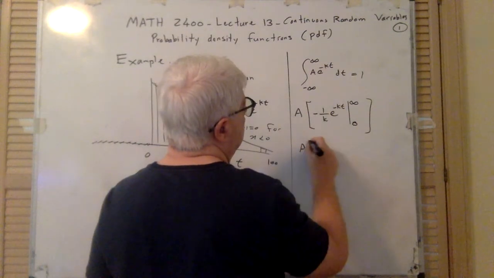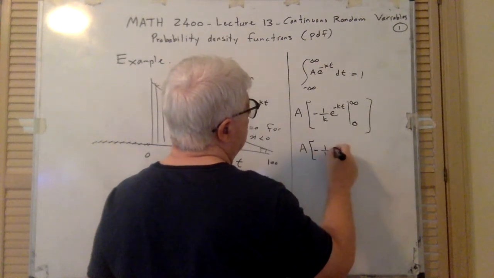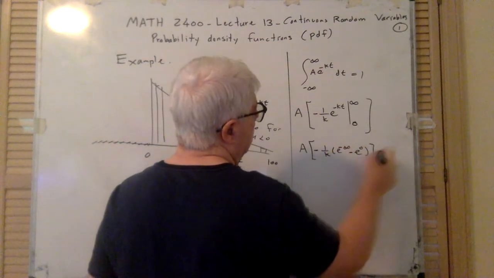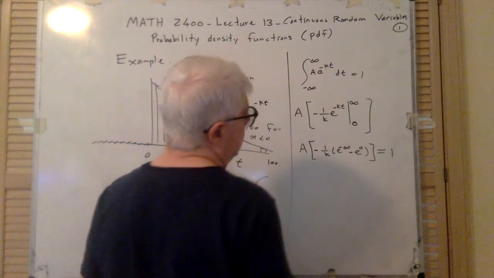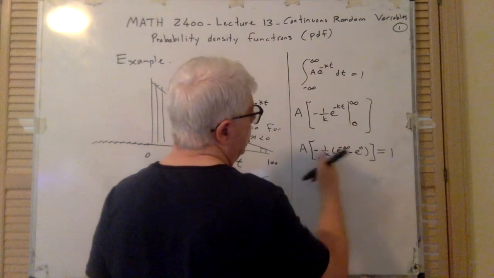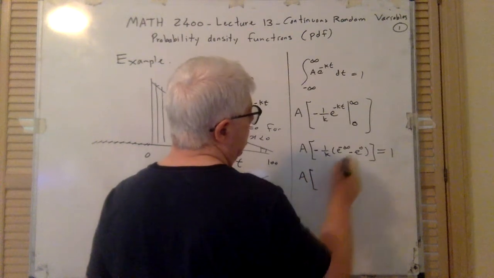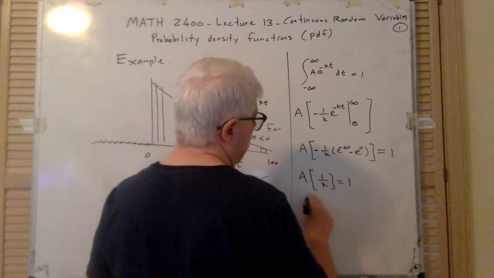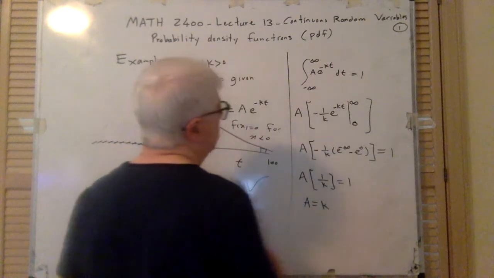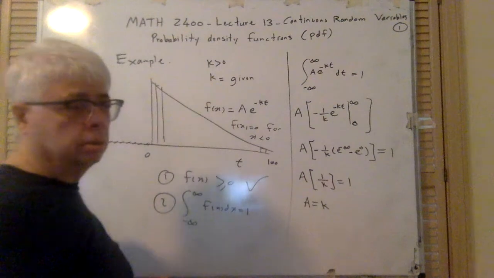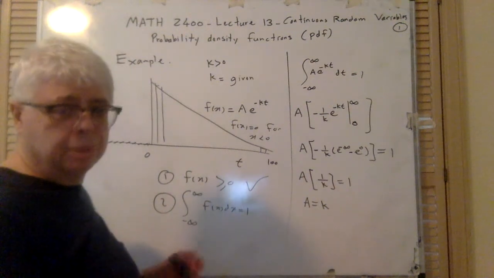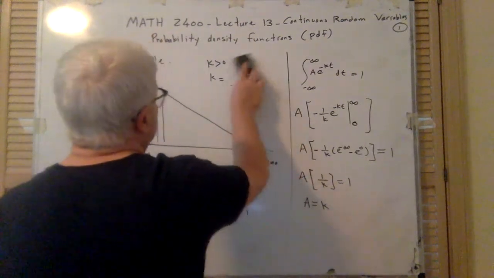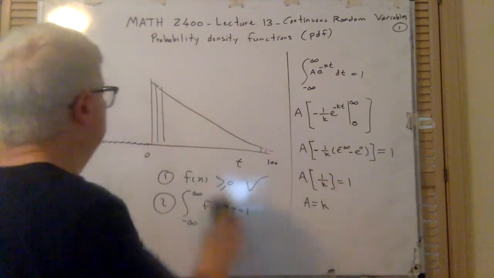So I have a times minus 1 over k, times e to the power minus infinity minus e to the power 0, right? And this should be 1. E to the power minus infinity is 0, minus minus is plus, so I have 1 over k times a is 1, so a is in fact k. Great, so a is k. Okay, so my distribution, this interesting distribution, has this formula.